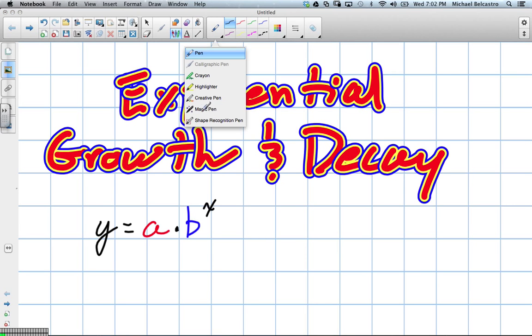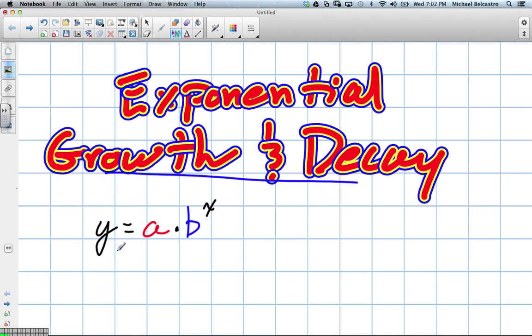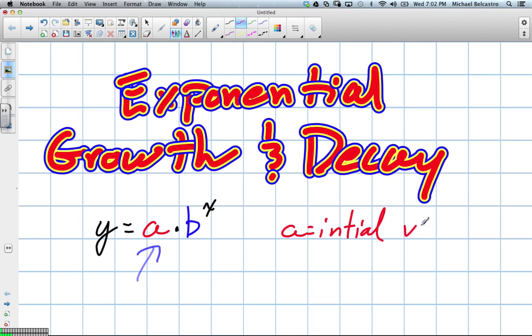All right, we're going to go over exponential growth and decay. Now the exponent, our a is our initial value. Okay, it's also known as the y-intercept on a graph.